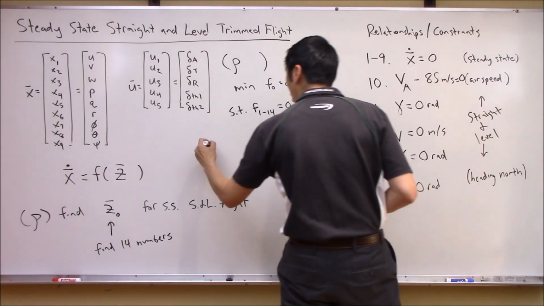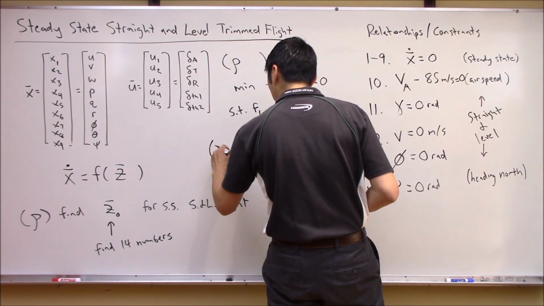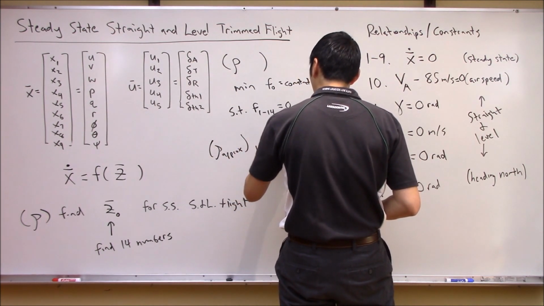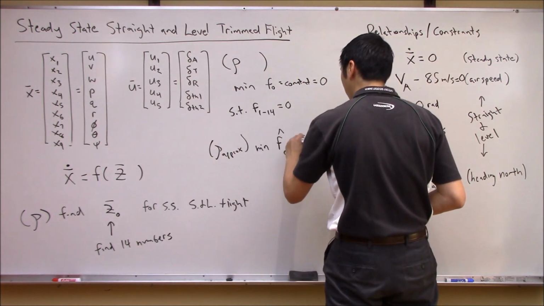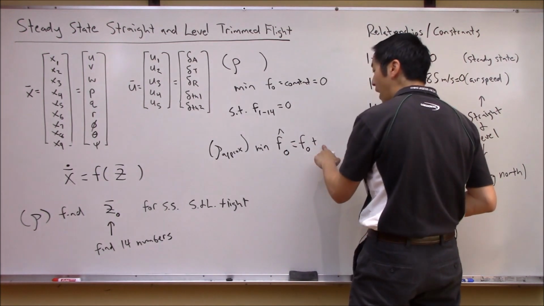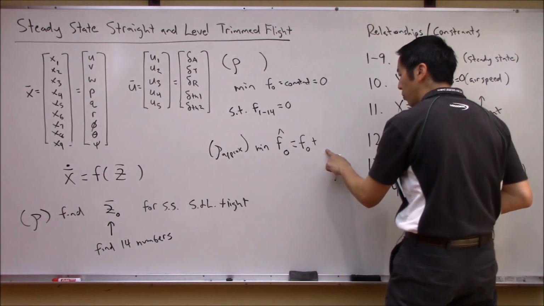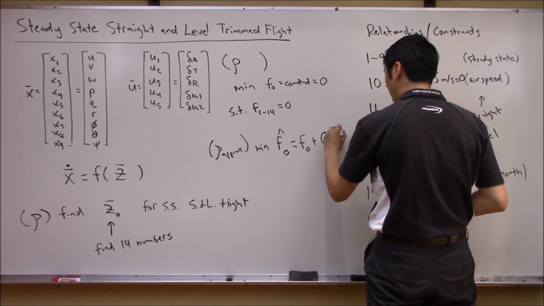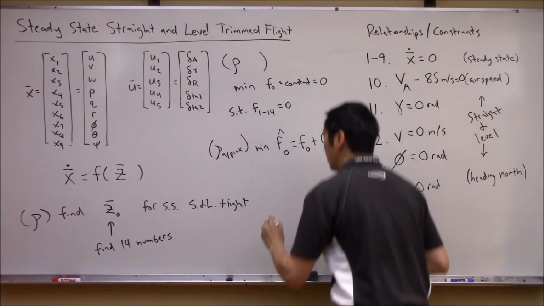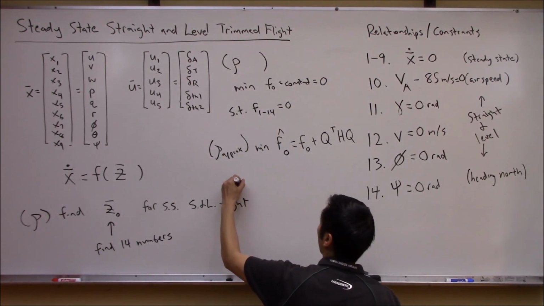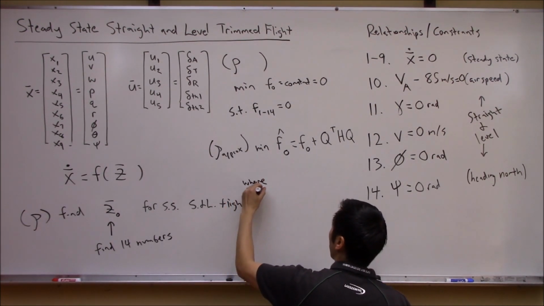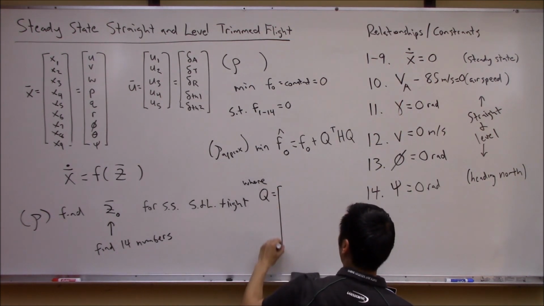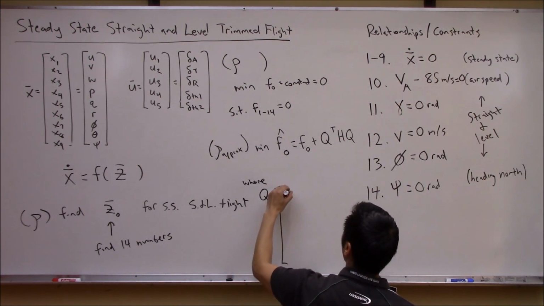So instead, our approximate problem, right, is we're going to now minimize F0 hat, which is going to be F0 plus all of these penalty terms. Now I'm going to write the penalty terms as this: Q transpose HQ. And in this case, Q is going to be a vector of basically all of our constraints stacked up. Okay, so this is going to be x dot.